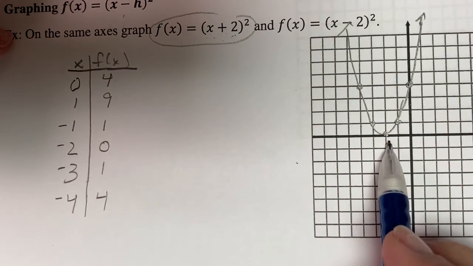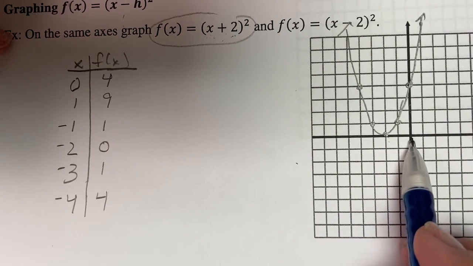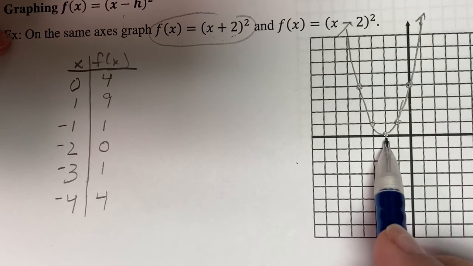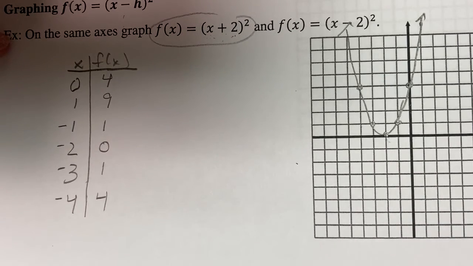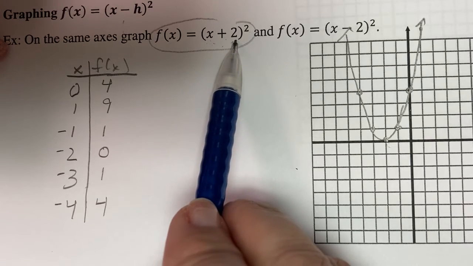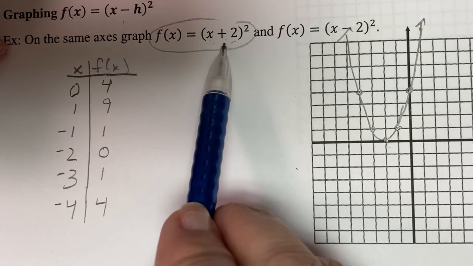What has happened to the vertex? On the parent graph, it is at the origin. What has happened to this vertex? It's shifted 2 to the left. The shape has not changed. So look what happened here. If it's an x plus 2, it shifted 2 to the left.